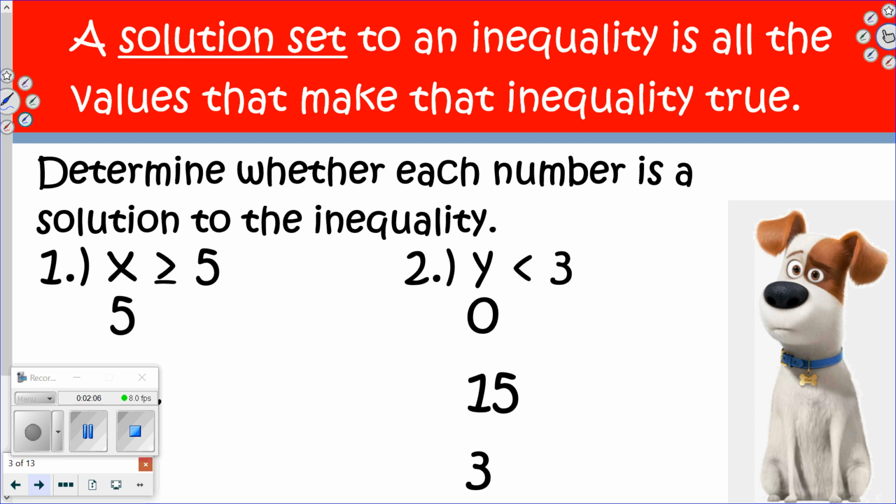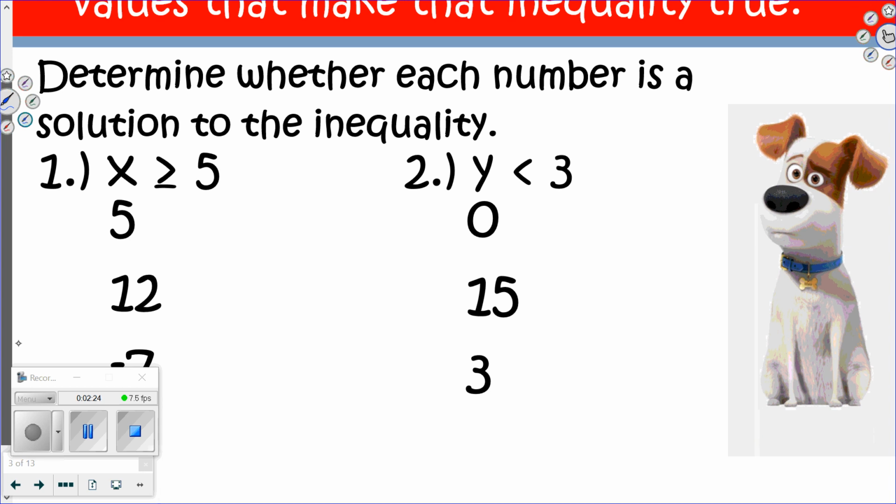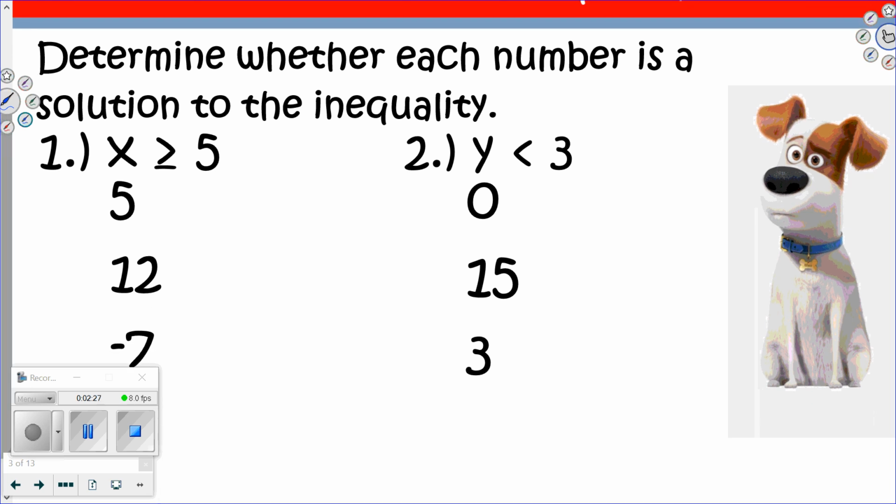All right, so a solution set to an inequality is all the values that make the inequality true. So it's not necessarily just one number, right? You have a whole span of numbers. So determine whether each number is a solution. If I have x is greater than or equal to 5, if I plug a 5 in there, is that a good answer? Is 5 greater than or equal to 5? Yeah, so that one's good. How about 12? Is 12 greater than or equal to 5? Yep. -7? No. No good. All right, if you solved and got x is greater than or equal to 5, that was your answer. What does that mean?